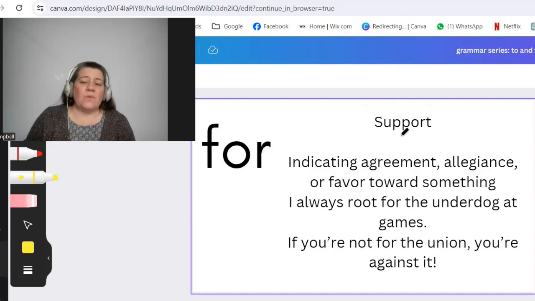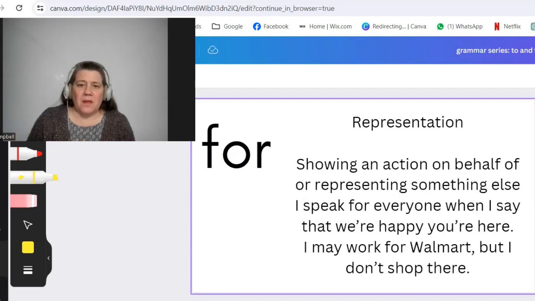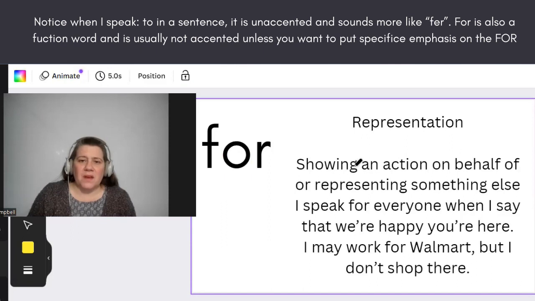Okay? With "for", we use it to show support. For example, I always root for the underdog. If you're not for the union, you're against it. Okay? If you're not for the union, if you don't support the union. Let me just bring this down a little bit more. Okay.